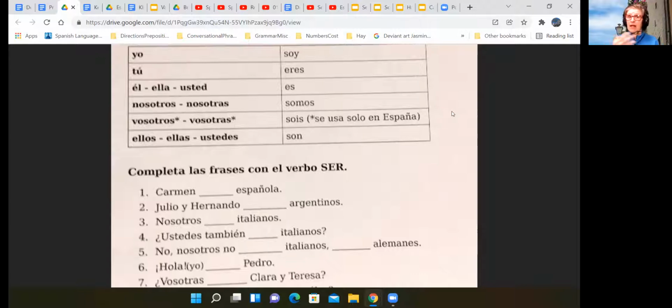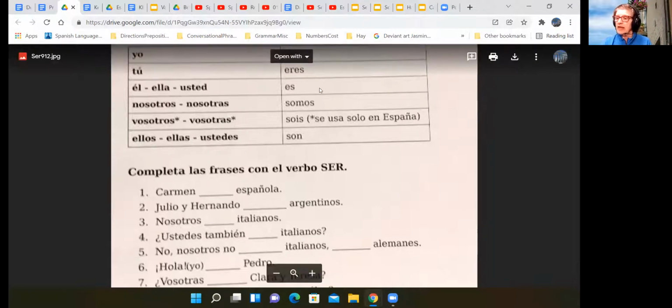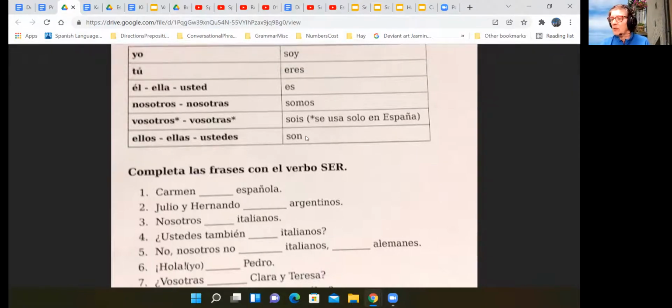For we, meaning I have people with me, okay? Not just yo, but yo y somebody, which is what we call nosotros, we. So the we form is somos. And then the form for more than one human being, ellos, they, or ellas, the feminine they, or ustedes, you guys, because that's a plural thing, you plural, is son. So, soy, eres, es, somos. Sois they only use in Spain, so we're going to skip that one, and son.